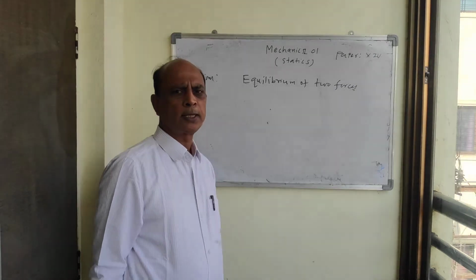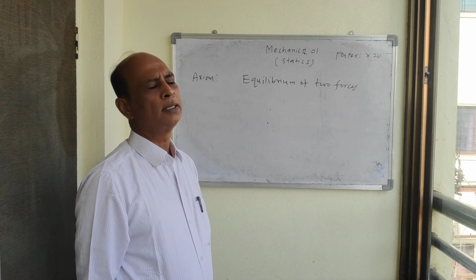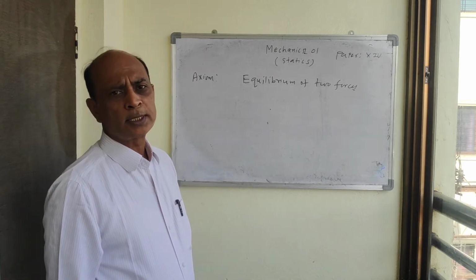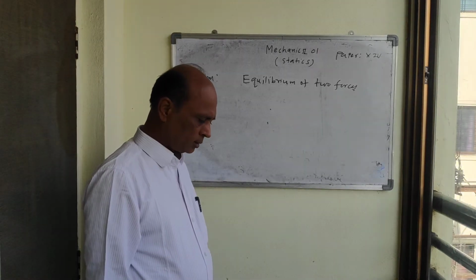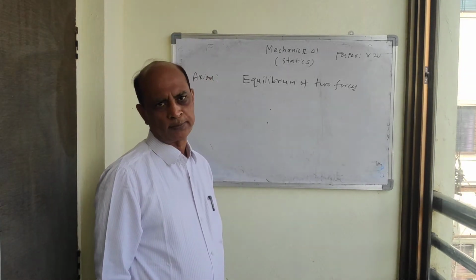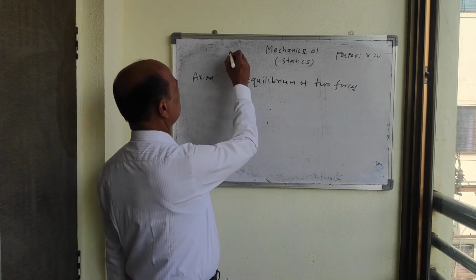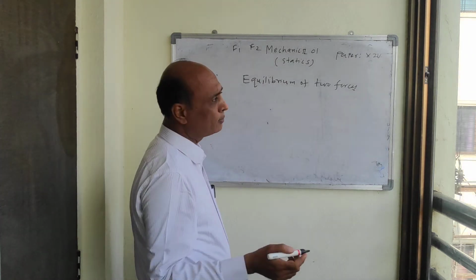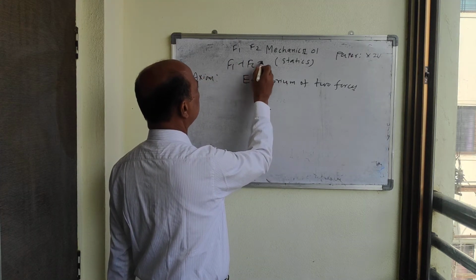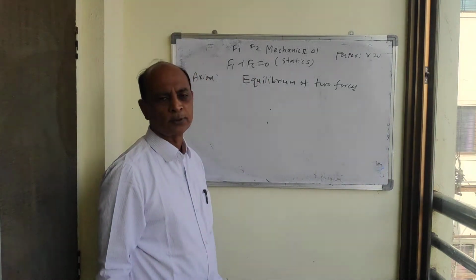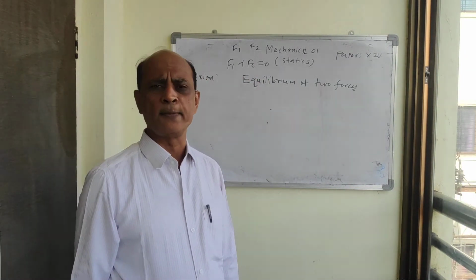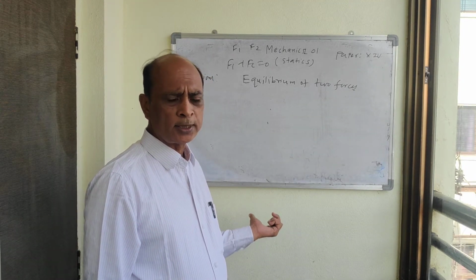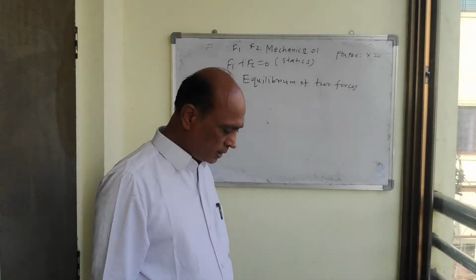Two forces acting at a point in a rigid body are in equilibrium if their magnitude is same but the direction is opposite. Suppose F1 and F2 are the two forces. Magnitude is same but the direction is different. It means that F1 plus F2 is equal to 0, that is F1 is equal to minus F2. That is due to the direction. So when magnitude is same and direction is opposite, then that system is said to be in equilibrium.